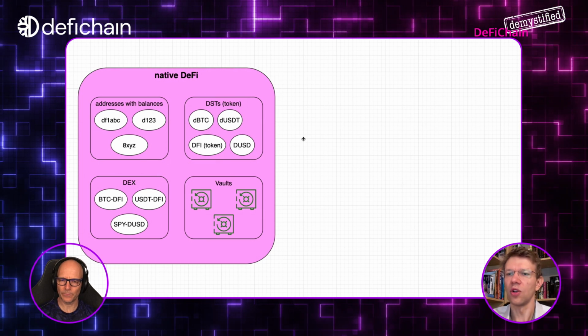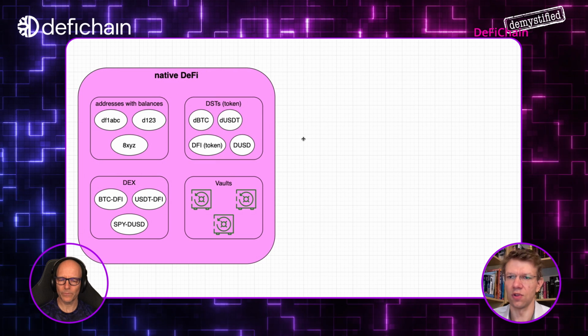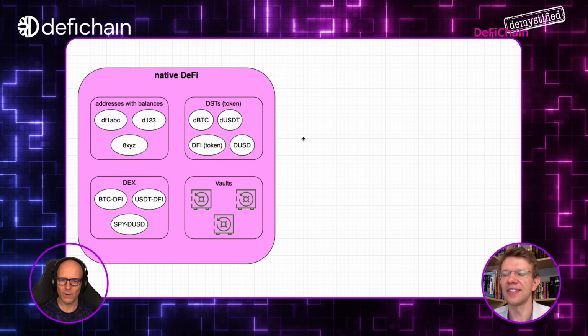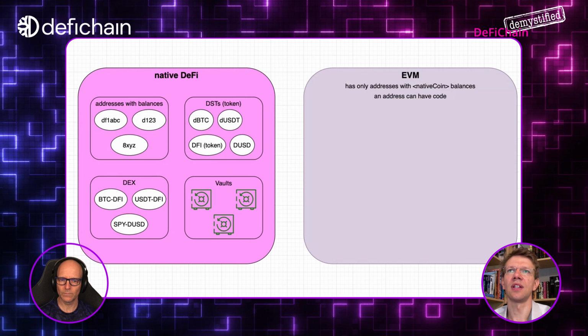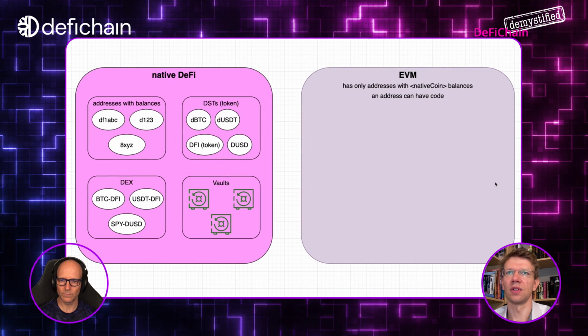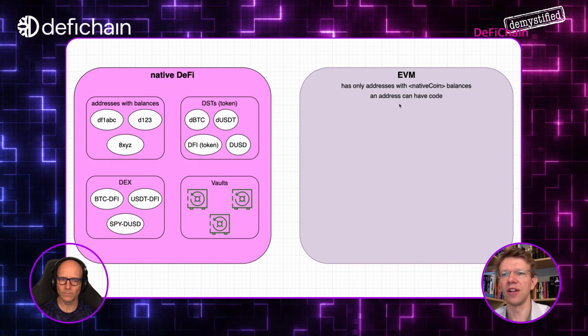So it's not somewhere on top of that, but it's in the native code of the consensus, and the chain itself knows about it. And when I say the chain knows about it, let's look into the other side of the story, and that's the EVM level.